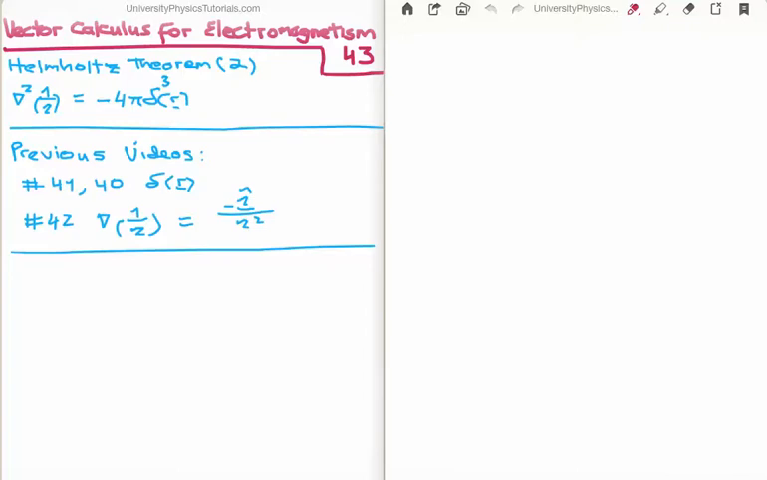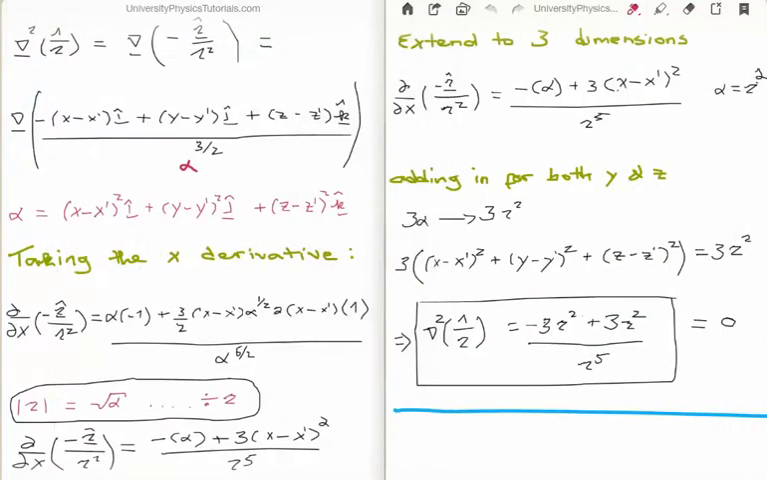So let's begin. The first thing we need to do is take the Laplacian of 1 over the magnitude of the separation vector. So I'm going to plug in immediately the result from our previous video, and we have to take the gradient of minus the separation unit vector divided by the magnitude of the separation vector squared. I've written what we need to do here in component form. Note, by the way, it's quite messy, and for this reason I've made the substitution that alpha is equal to x minus x prime squared in the i hat direction, plus y minus y prime squared in the j hat direction, plus z minus z prime squared in the k hat direction.